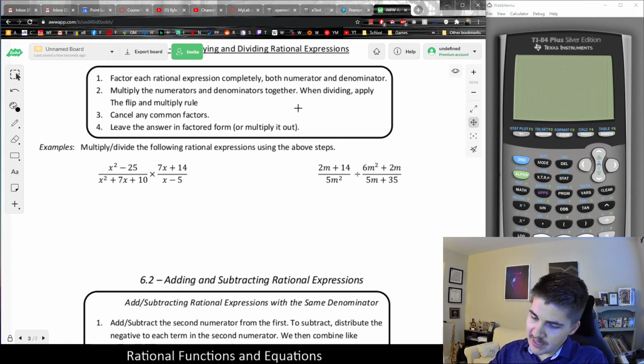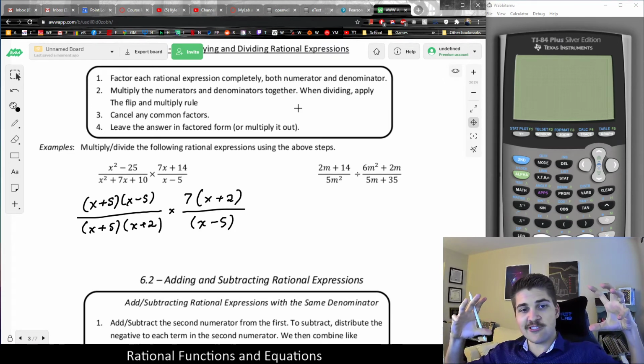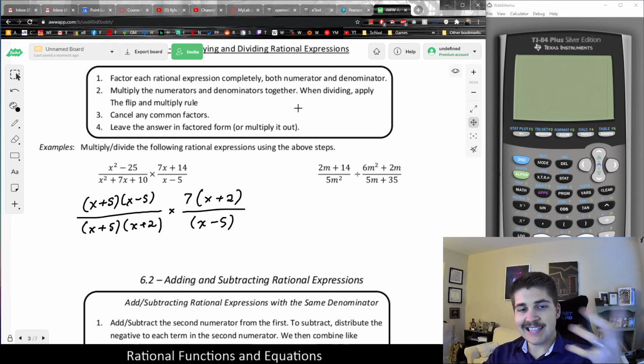In this one, I could factor basically all four of those polynomials. The first one is a difference of squares: x plus 5 times x minus 5. The one on the bottom would be x plus 5 times x plus 2. Then looking at the second rational function, the numerator has a common factor of 7, and the denominator is only x minus 5. I could write that in parentheses, because ultimately those two are just going to jam together into one bigger one, because that's how multiplication works.